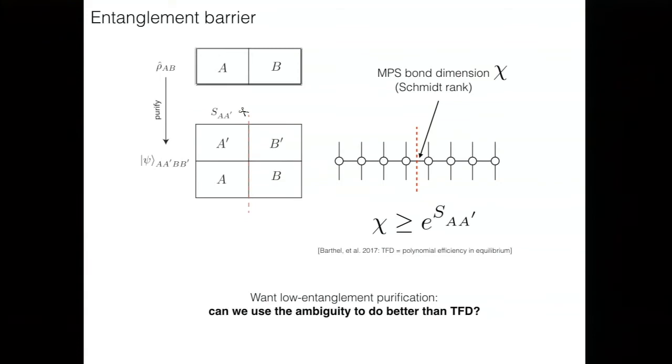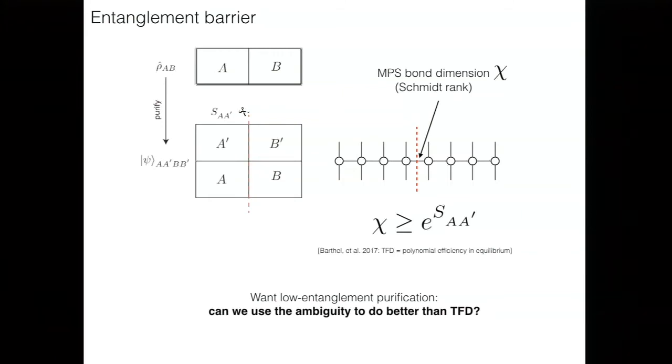So we get a trivial lower bound on the size of the tensors, which is that they're going to be exponentially large in the entanglement of the purification between the left and the right. And at least in equilibrium, you can show that, not so much that this is equality, but for the Thermofield double state, you end up with something which gives polynomial efficiency in the temperature. Okay, so this tells us that to get efficient simulations, we'd like to have purifications which have low entanglement in the sense of between the left and right.